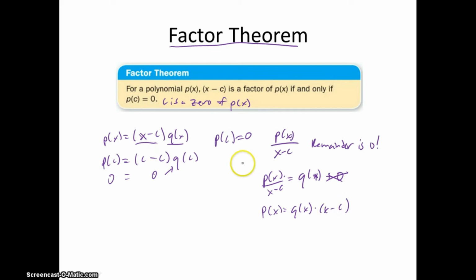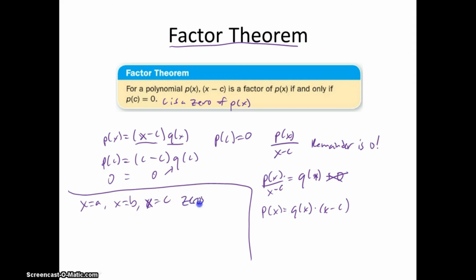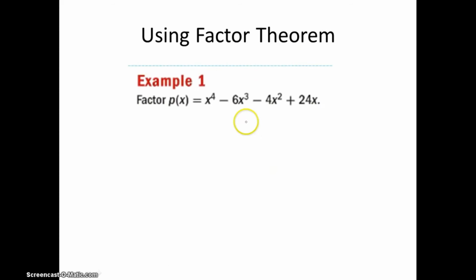Now, how is this useful? Well, the way this is really useful is exactly what we talked about on the last slide. If I tell you that x equals a, x equals b, and x equals c are zeros, then x minus a, x minus b, and x minus c must all be factors of p of x. Now, there could be more. If I only give you 3 zeros and I don't tell you the degree or anything of the polynomial, there could be a bunch more factors, but we know for sure that those are going to be factors of the polynomial. So let's try an example using the factor theorem, and let me get my ink back here.